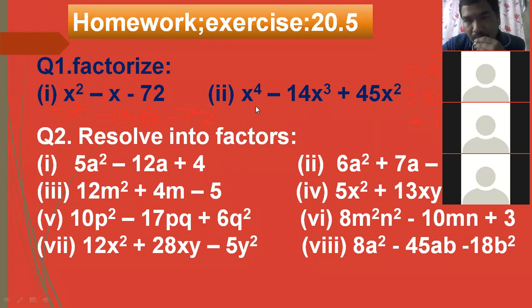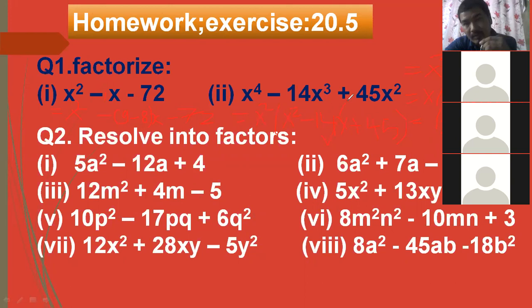What is common from all? x square. Good. If you take x square common, what is remaining in the bracket? Sir, in the bracket there will be remaining x square minus 14x plus 45. How to get this 14, children?